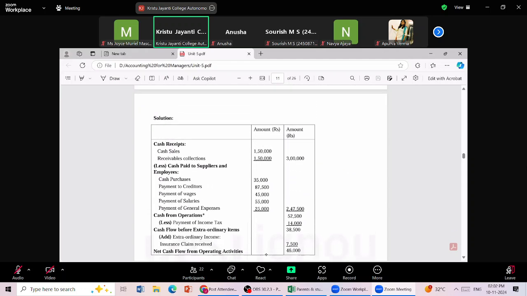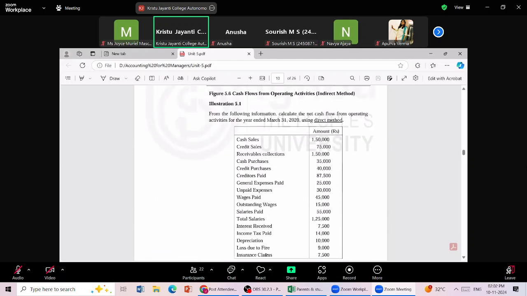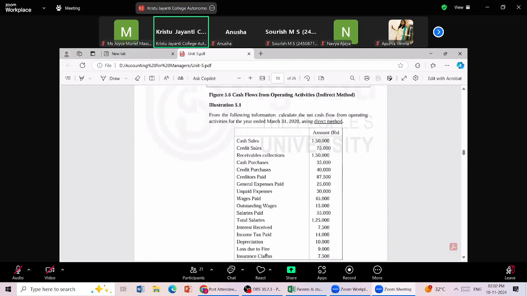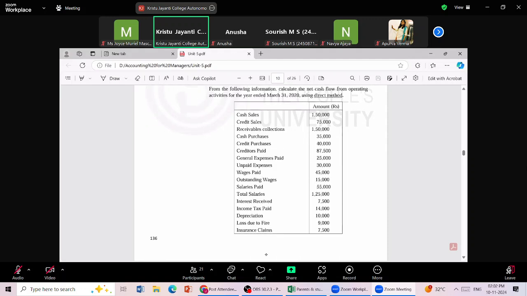So here you can see, from the following information, calculate the net cash flow from operating activity for the year ended 31st March using direct method. So only direct method. So which means what? Any inflow, outflow you record. No non-operating items you will ever record here.